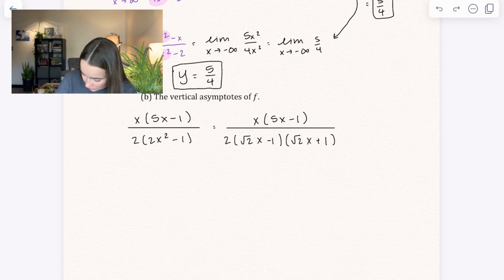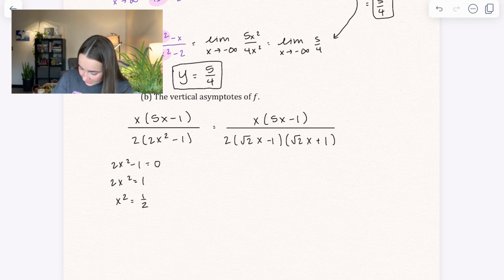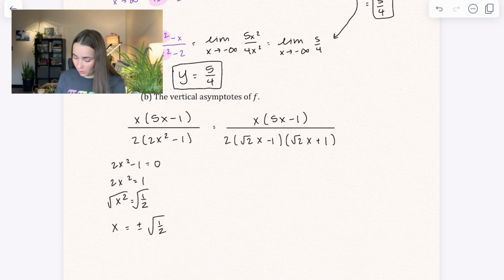So we can just take 2x squared minus 1, set equal to 0. Here I get 2x squared is equal to positive 1. Divide both sides by 2, I get 1/2. And here I can take the square root of both sides, right? And I get positive and negative square root of 1/2. And if I were to set this denominator equal to 0, I would end up with the same solution, right?